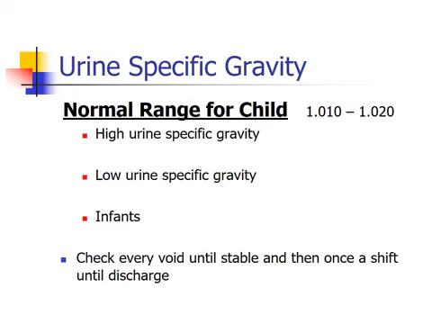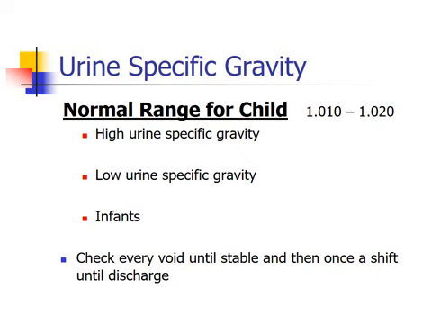As mentioned previously, the urine-specific gravity, the normal range for a child is 1.010 to 1.020. If the urine-specific gravity is high, that can indicate that they're dehydrated. And if it's low, that can be an indication of overhydration, unless it's an infant. It's not uncommon for an infant to run a lower urine-specific gravity, and that's because they aren't able to concentrate their urine because their kidney function isn't mature. So they might run a urine-specific gravity 1.005, and that's normal for them.